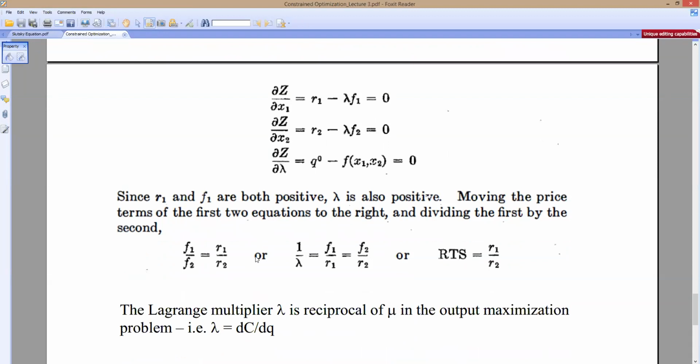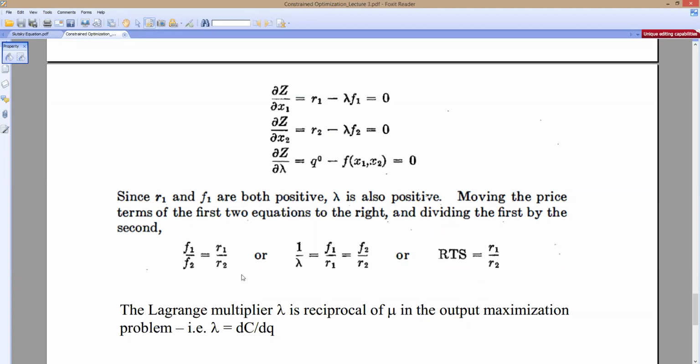Next, interpretation of the Lagrange multiplier. From these expressions, we can write 1 by lambda is equal to f1 by r1 is equal to f2 by r2. And this is given by RTS, rate of technical substitution. This f1 by f2 is equal to r1 by r2. This is also called the rate of technical substitution is equal to r1 by r2, the input ratios.